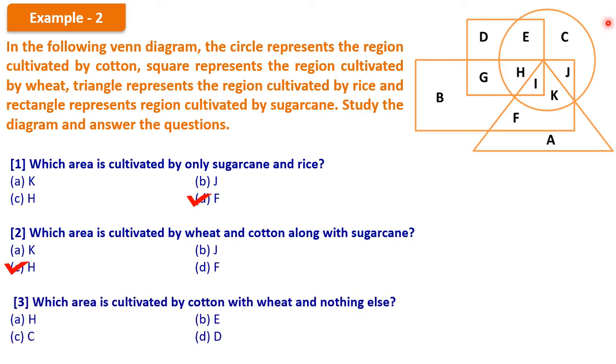Question 3. Which area is cultivated by cotton with wheat and nothing else? Cotton with wheat and nothing else. Yes, you can guess the answer. The correct answer for this question is option B, the region E. It is cultivated by cotton with wheat and nothing else. Okay, let's move ahead.